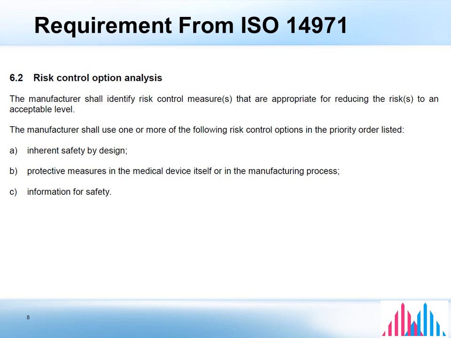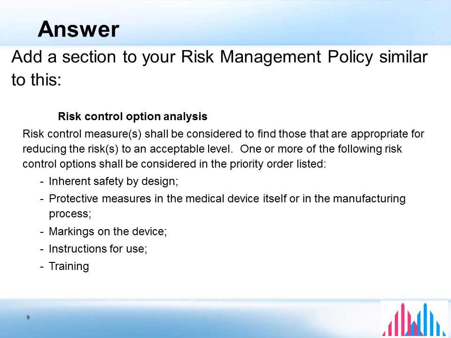The actual requirement is stated in Clause 6.2 of ISO 14971, and it says quite clearly that the manufacturer shall use a risk control option in the priority order shown. First is inherent safety, second, protective measures in the device, and finally, information for safety, which would include markings on the device and instructions for use. The answer to this problem also has two steps. First is making sure the policy is in place, and then secondly that the policy is followed.